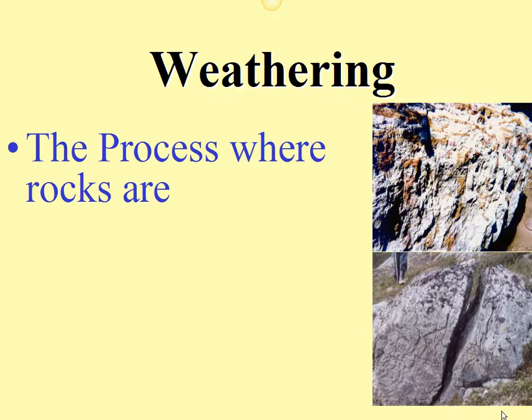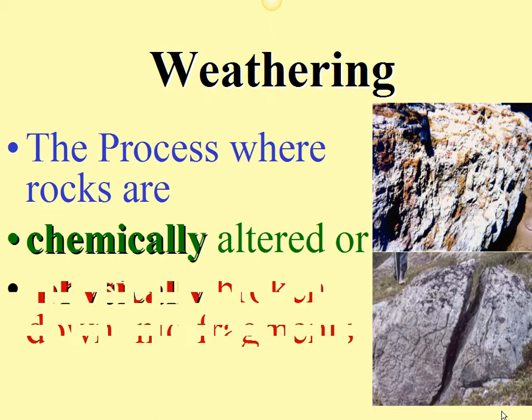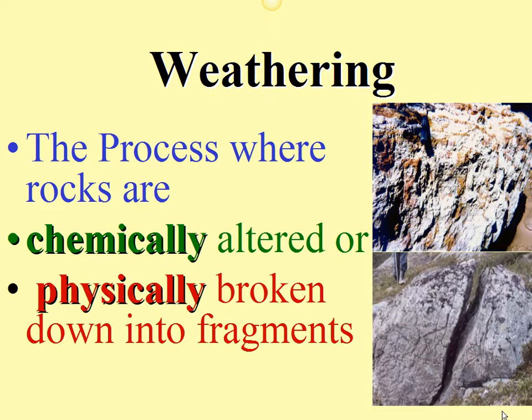Weathering is the process where rocks are chemically altered or physically broken down into fragments. As you can see in the picture here, we have the physical breaking of a rock into fragments. And here we have some rock being altered by chemicals.